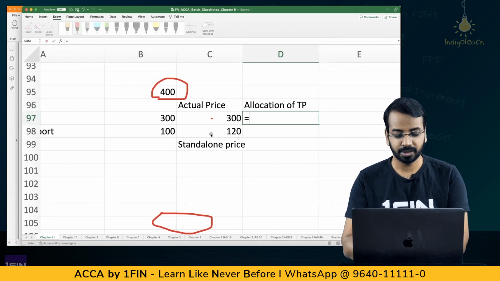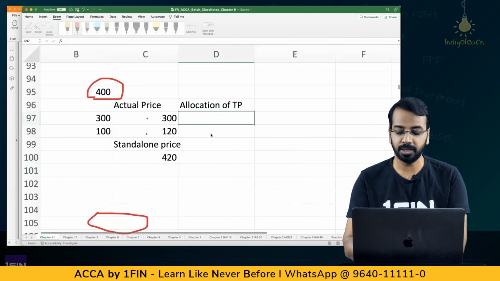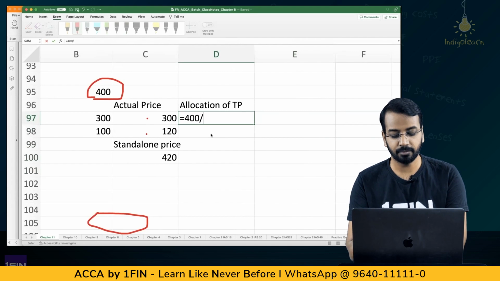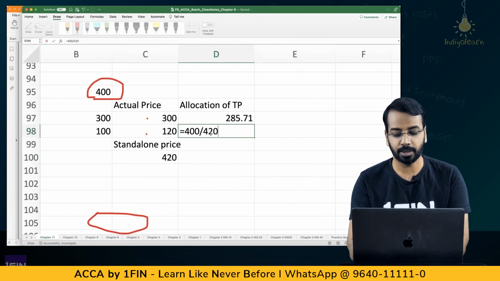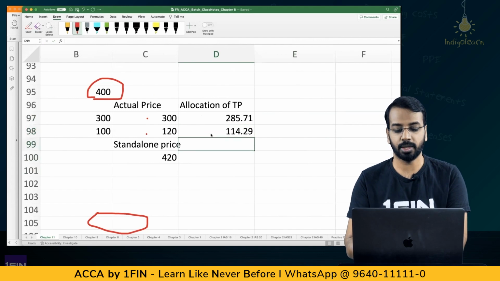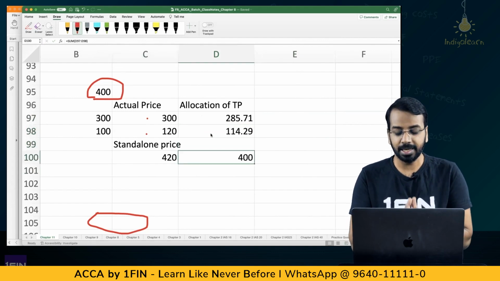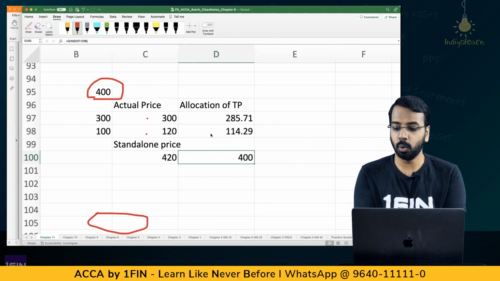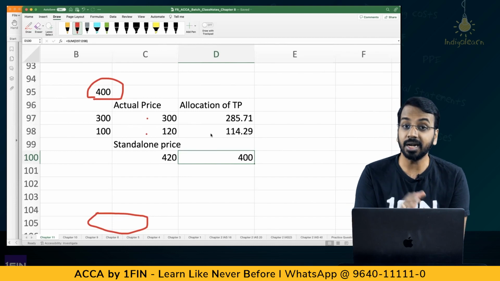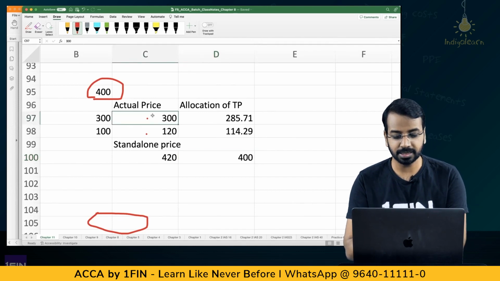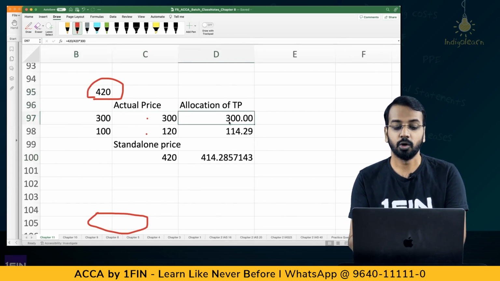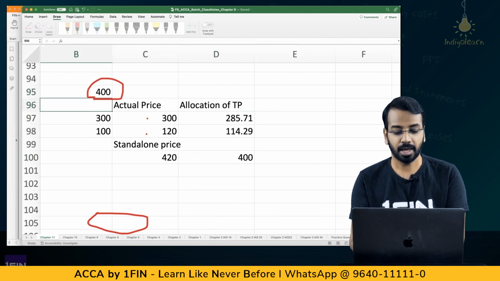So the allocation of the transaction price will be the sum of these two, 420. So the allocation will be 400 divided by 420 multiplied by 300, so 285.71, and then 400 divided by 420 into 120, 114.29. So the total will be 400. Basically, the total transaction price should be allocated to the respective performance obligation in the ratio of their standalone selling price. Now, one more thing you have to keep in mind is, in the given case, if the total is also 420, then this becomes 420 divided by 420 into 300. That is why it will be 300 and 120 respectively.